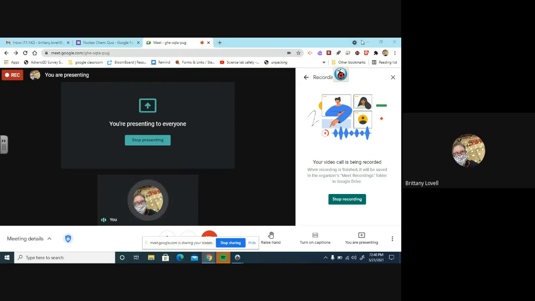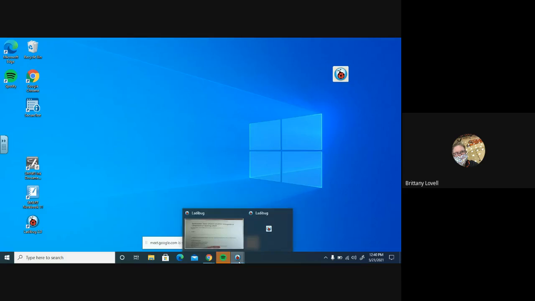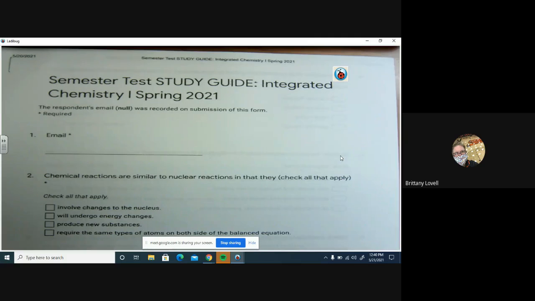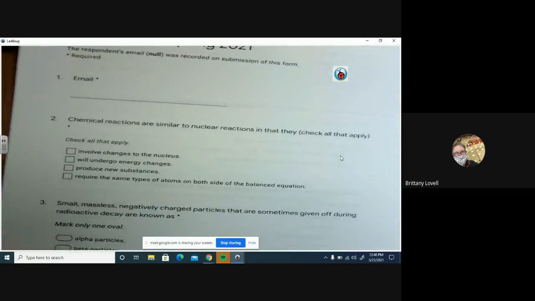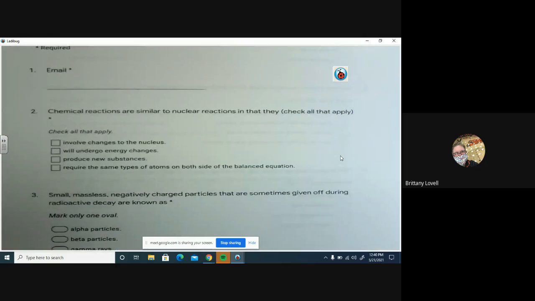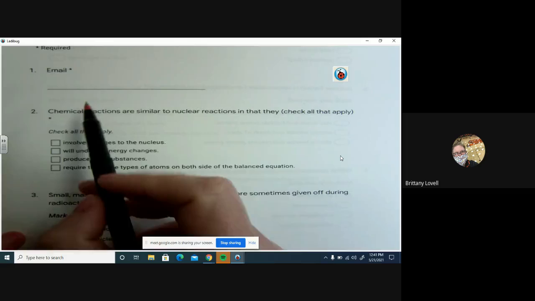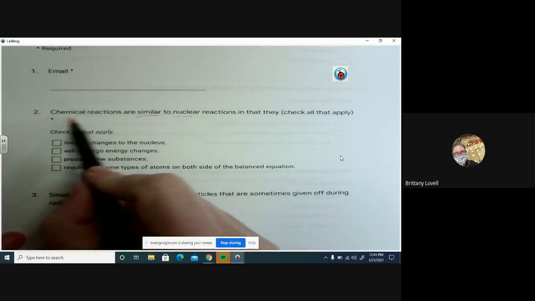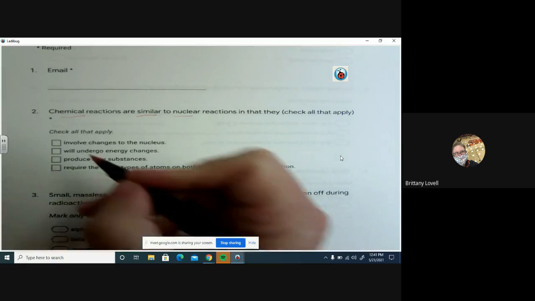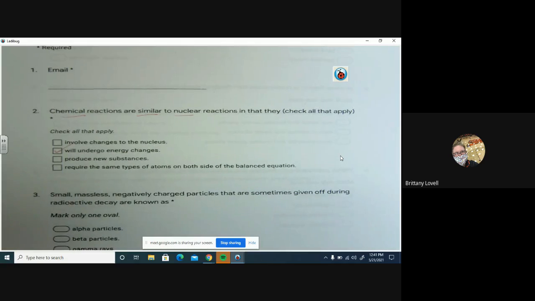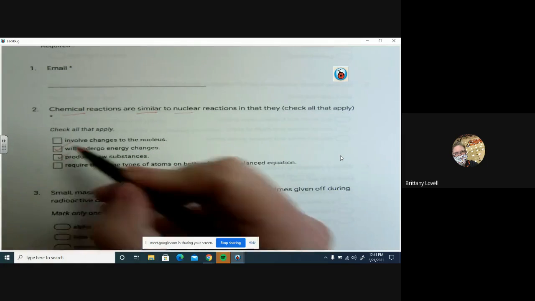Okay. All right. So here we go. Let's start looking at this. Okay. So starting with number 1. And we're going to try to rip through these pretty quickly today. And then I'm going to do a separate video with just the math problems. But starting with number 2 here, chemical reactions are similar to nuclear. So you're picking all the things that are the same. They both will undergo energy changes, and they're both going to produce new substances.